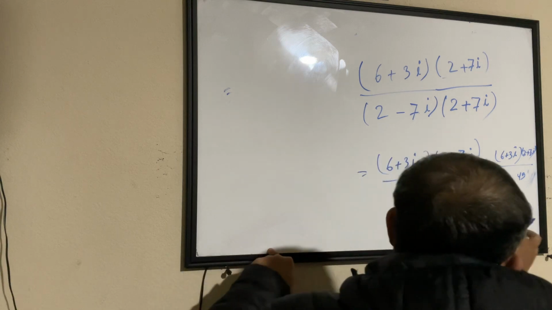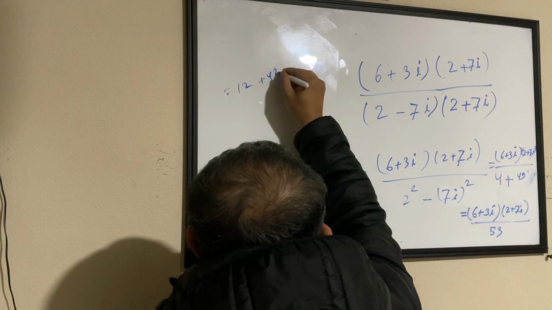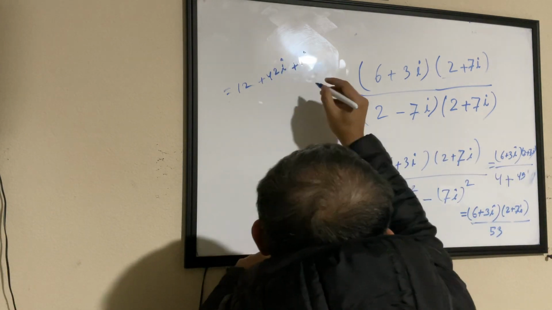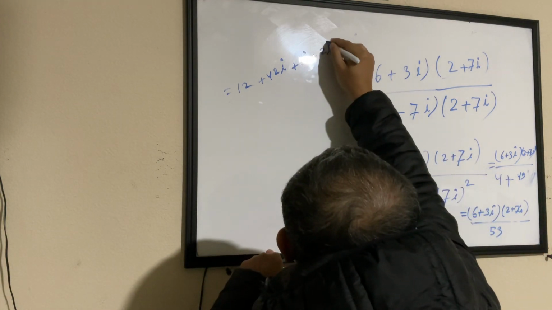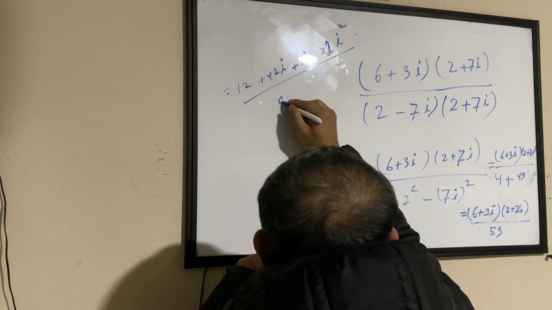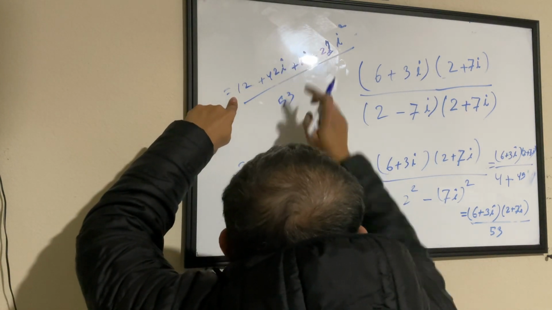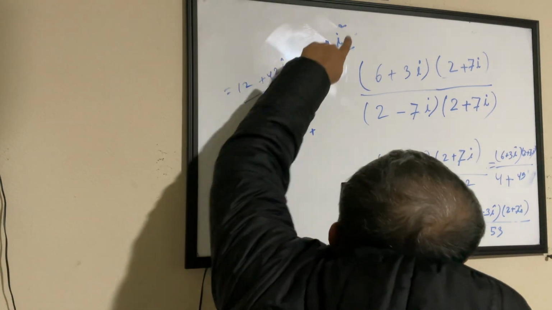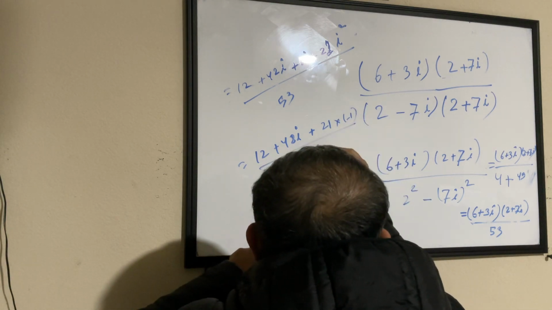So 6 into 2 is 12. 6 into 7i is 42i. Then 3i into 2 is 6i, plus 3 into 7, 21 into i squared, by 53. That becomes 12 plus 42i plus 6i. 42i plus 6i is 48i. So 12 plus 48i plus 21i squared, so plus 21 into minus 1, divided by 53.